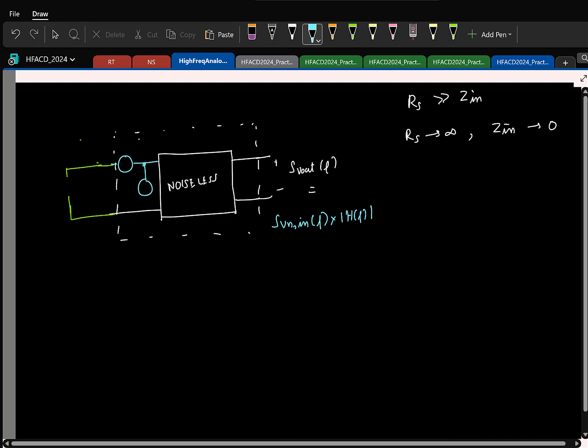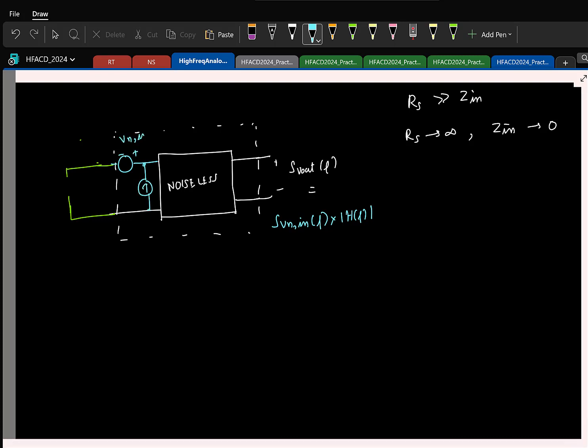We also need to add a current source. Again, polarity is irrelevant, so I'll call it the input referred noise current. So if I do that, you'll find that for any value of RS, the two of them together will capture the total noise in the network.